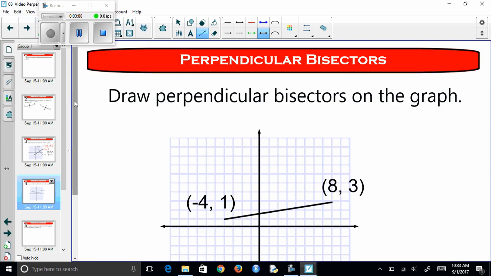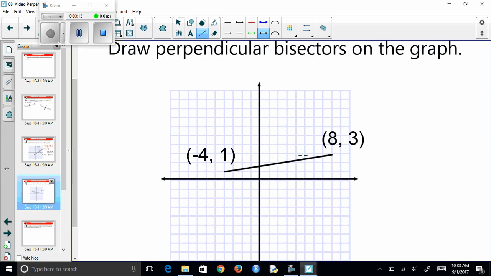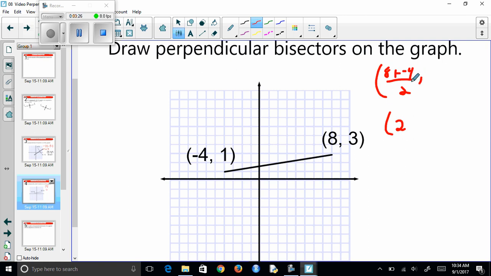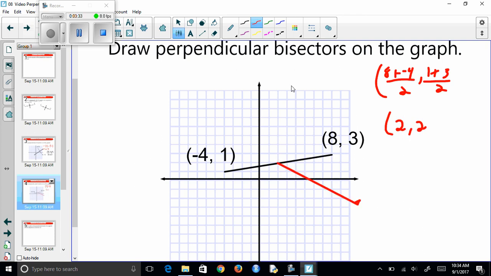All right, let's do one more of these just so we get the hang of it. So the first step, we want to find the middle, somewhere in here. So I'm going to add my x's, 8 plus negative 4 and divide by 2. That's 4 over 2, which is 2. And my y's, 1 plus 3. That's 4 over 2, which is 2. So the point 2, 2. Oops, that's not what I wanted. 2, 2 is our point, our midpoint.